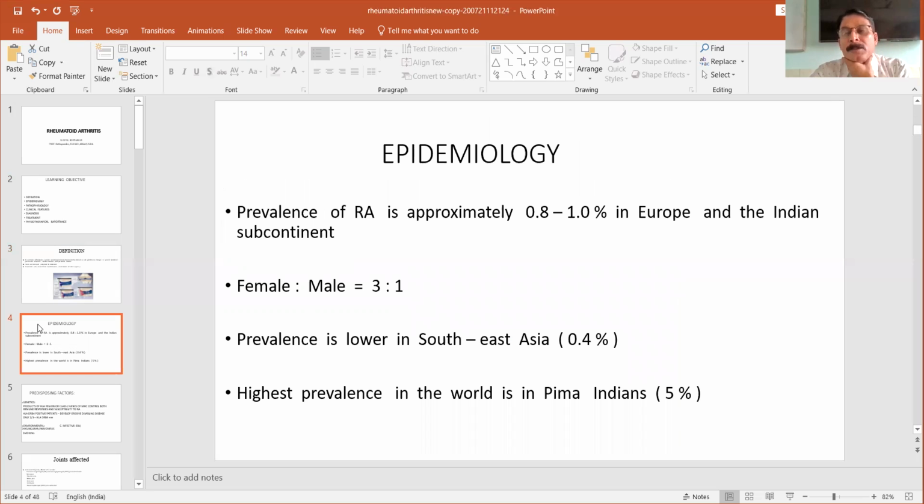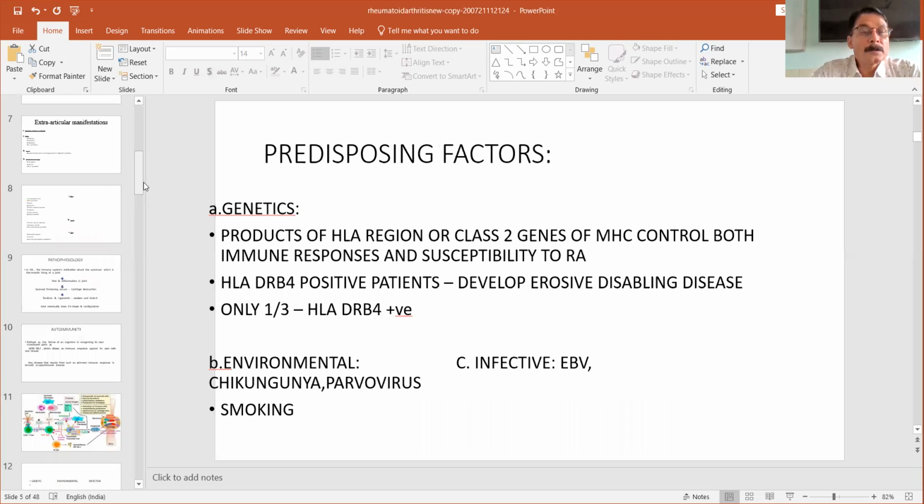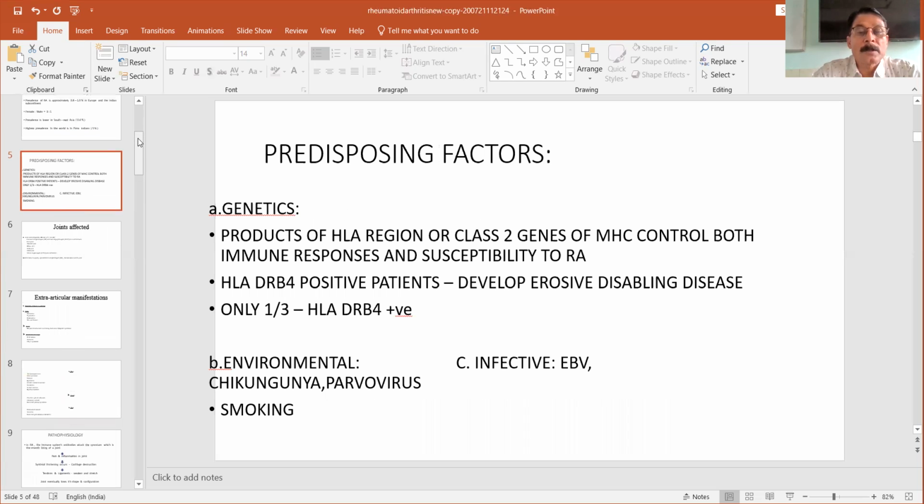So if you look at the epidemiology, it is seen that almost 1% of the people are suffering from it. Roughly 1%, mostly in females, and it is seen that females of 30 to 40 years are more predominantly involved. Then certain things are there. Pima Indians, the indigenous people in America, are more sufferers. So as you know, we actually do not know the true cause.